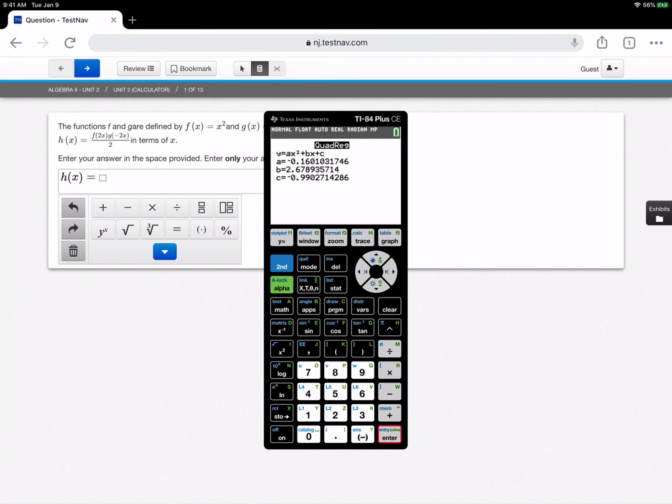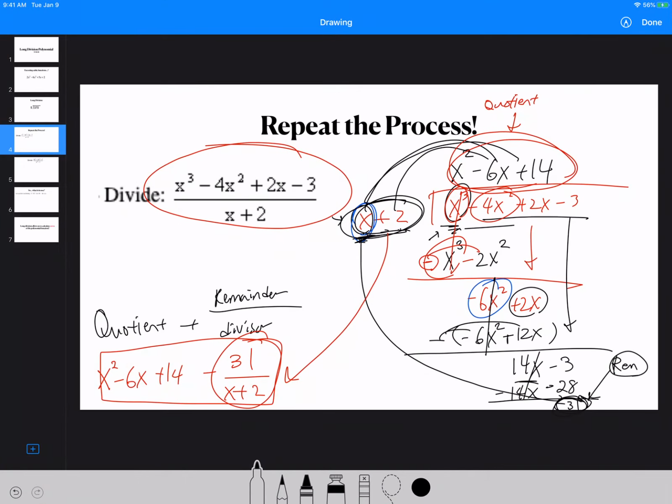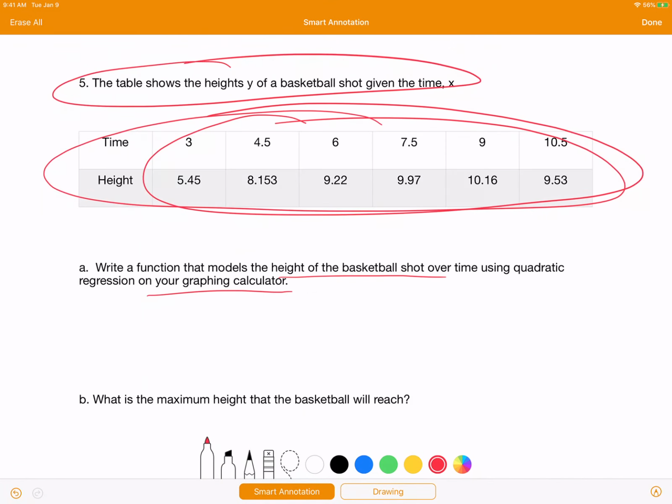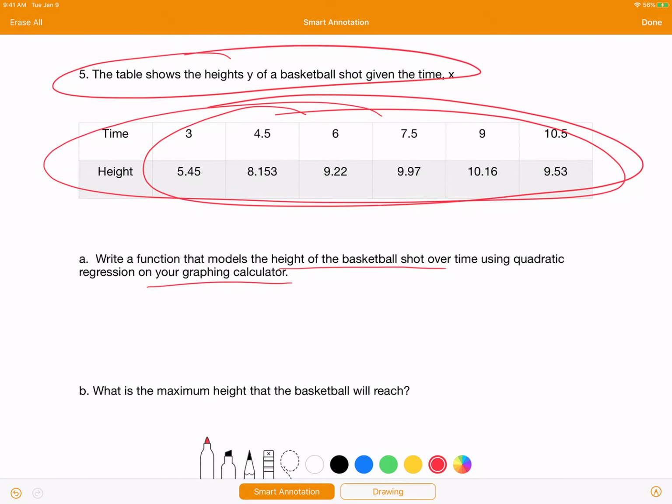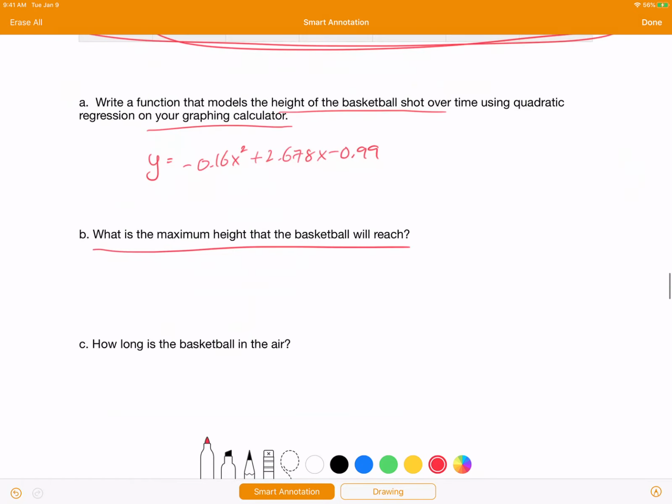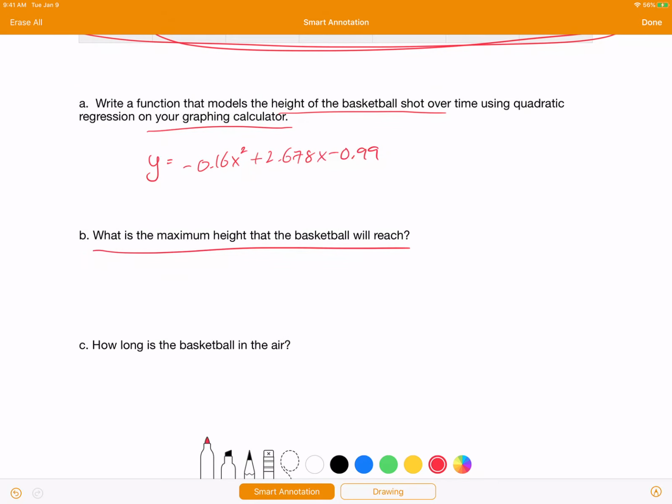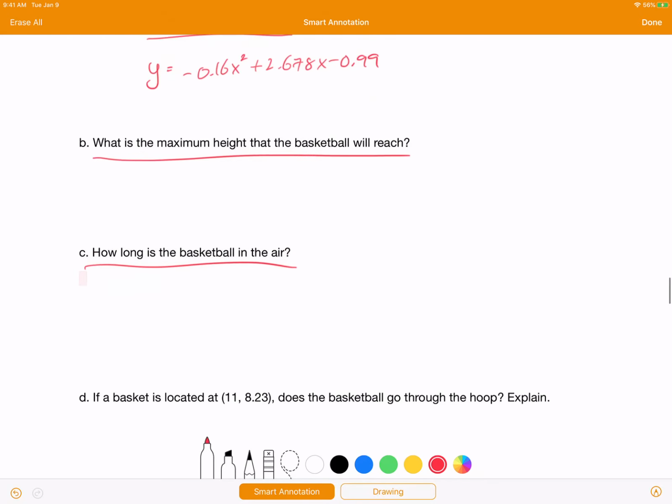So there we go. We will have the quadratic regression as a equals negative 0.16, so you can write that down somewhere, and the b value as 2.678, and the c value is negative 0.99. So if I wanted to write down the equation for this, I would write y is equal to negative 0.16x squared plus 2.678x minus 0.99. What is the maximum height that the ball would reach? Well, you could use your graphing calculator to do that for us. And then how long is the basketball in the air?